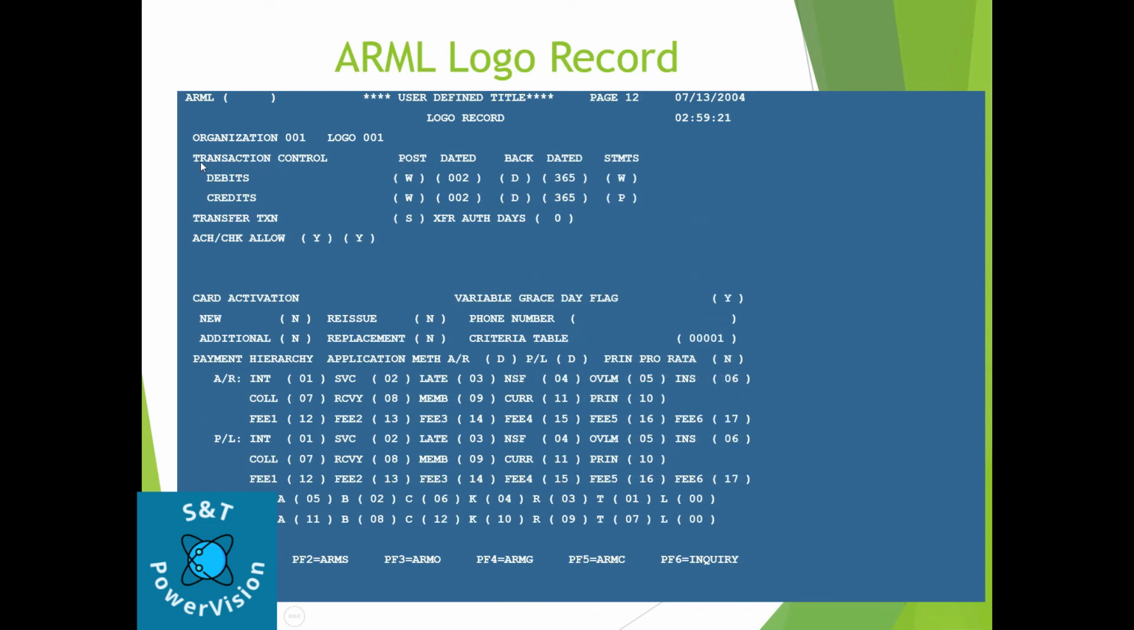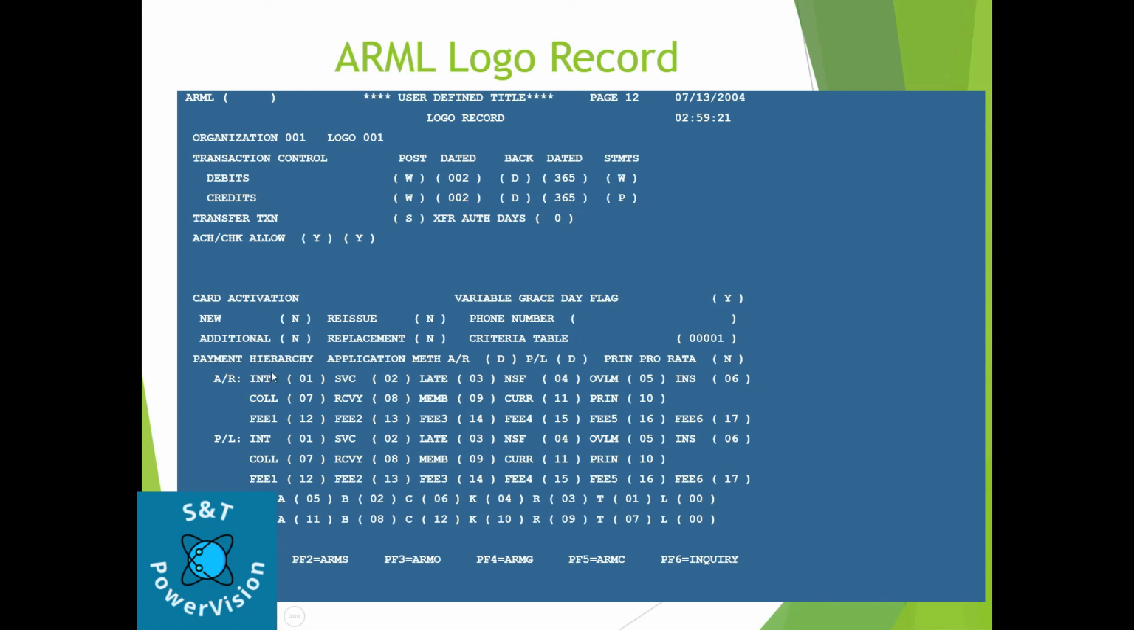Now, this is the transaction control records. I will explain how it works. Suppose today's date is the 18th of May, and a customer has submitted a check for the 30th. On 30th May, this check will be processed. Whether that transaction should be posted, rejected or warehoused, those parameters are defined here.